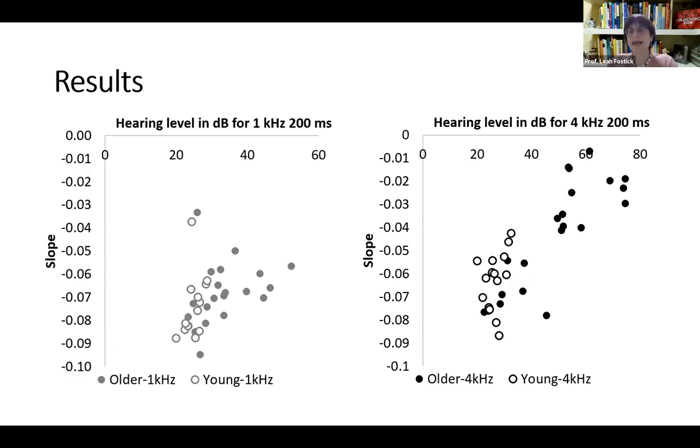Here you can see the correlation between hearing thresholds at 200 milliseconds, which represent the hearing ability of the individuals, and the slope for 1 and 4 kHz. The correlation for 1 kHz for both age groups is around 0.3 to 0.4 and is not significant. Also for the young adults at 4 kHz. However, for aging adults at 4 kHz, the correlation is 0.8. This means that the hearing level predicts temporal summation for older adults at high frequency, but does not predict it in the lower frequency.